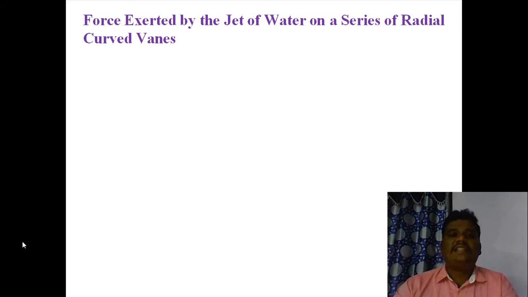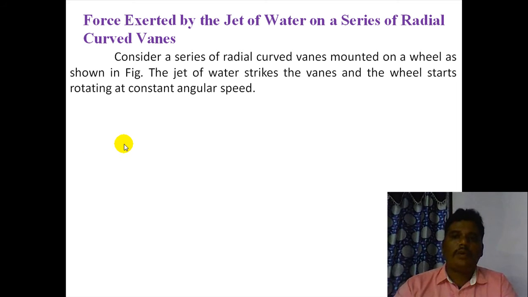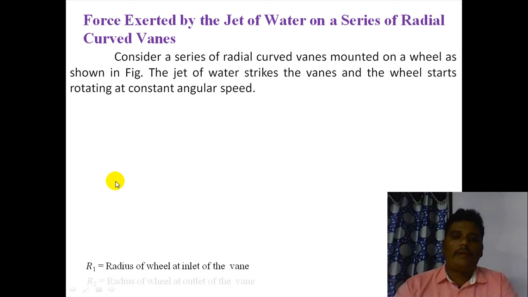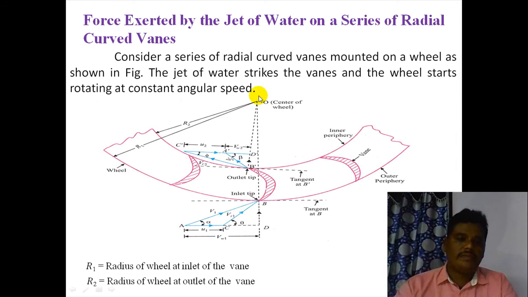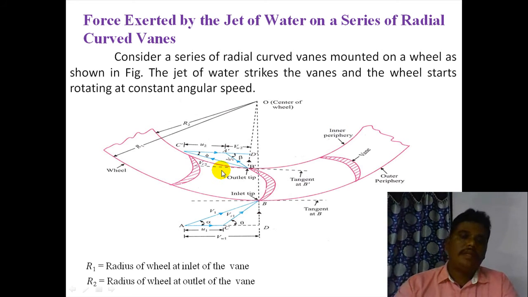Next, force exerted by a jet of water on a series of radial curved vanes. Consider a series of curved vanes mounted on a wheel as shown in the figure. Here R1 is the inner radius, which is the inlet radius, and R2 is the outer radius, which is the outlet radius. This is the wheel, and a number of vanes are mounted on it.